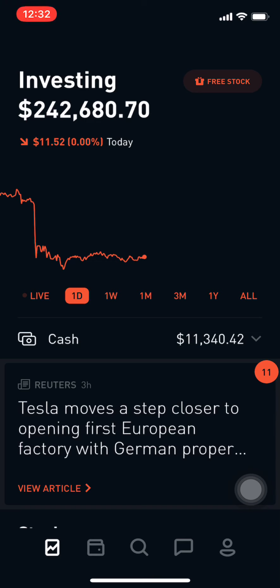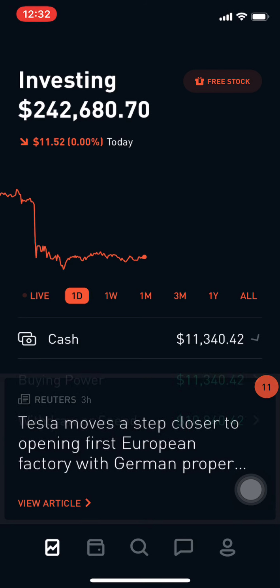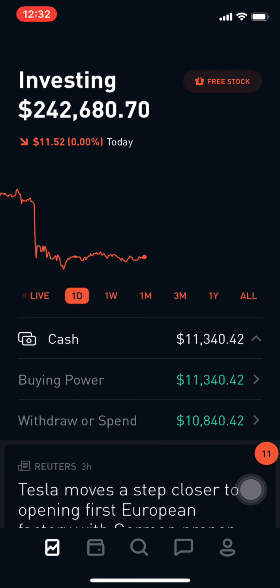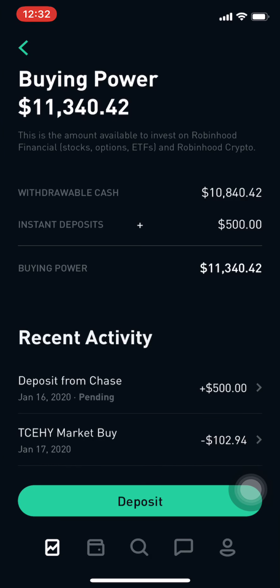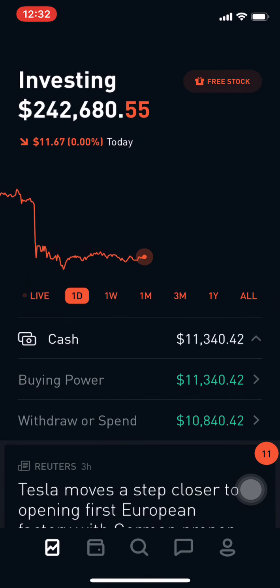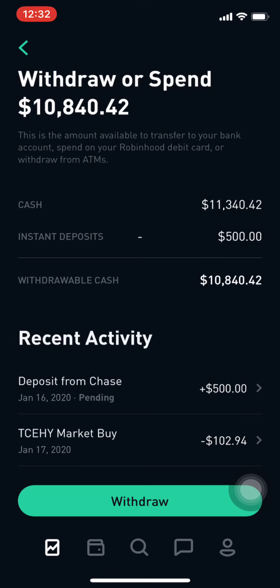So taking a look under the graph, you can see that there's a cash position of $11,340. Buying power is how much I can invest. And then withdraw or spend is how much I can withdraw using the debit card at any of the free ATMs. So if I tap on buying power, you can see a breakdown of what's withdrawable plus the instant deposits, and that's a total of the buying power. If I look at withdraw or spend, it's essentially the same thing, but it shows what is withdrawable at any of the ATMs.